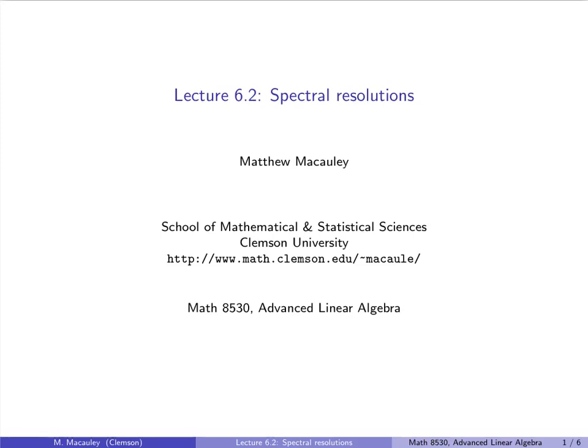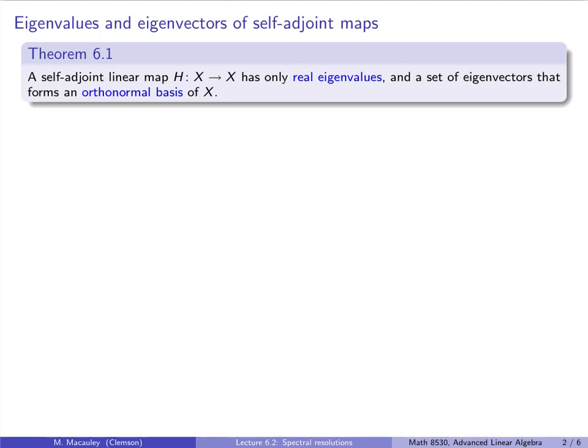Welcome to Lecture 6.2, Spectral Resolutions. Our first task at hand is to establish a fundamental result of self-adjoint linear maps. This is something that I have stated without proof earlier, so it should come as no surprise. Namely, if H is a self-adjoint linear map, then it has only real eigenvalues, and the underlying space X has an orthonormal basis of eigenvectors of H.